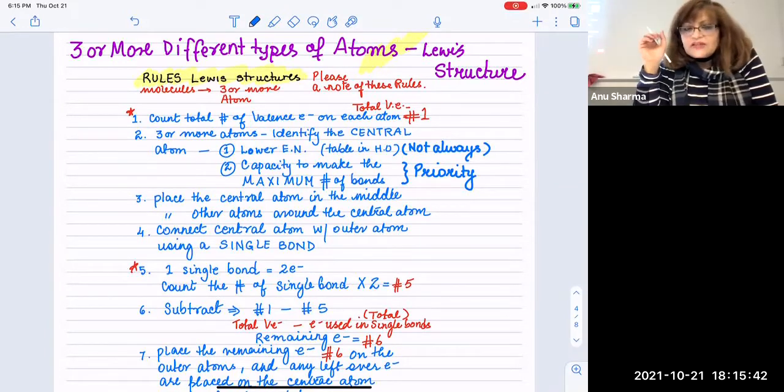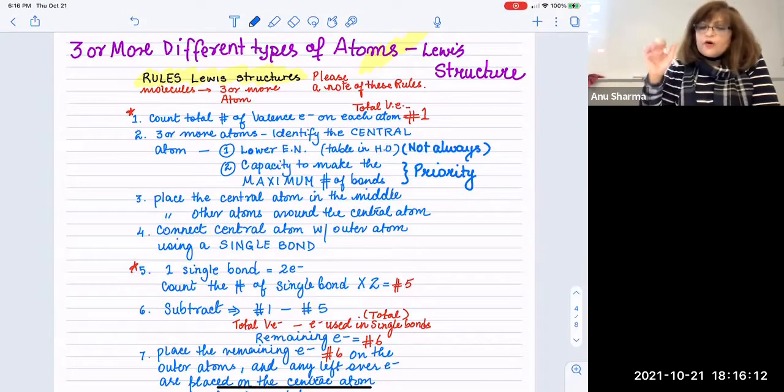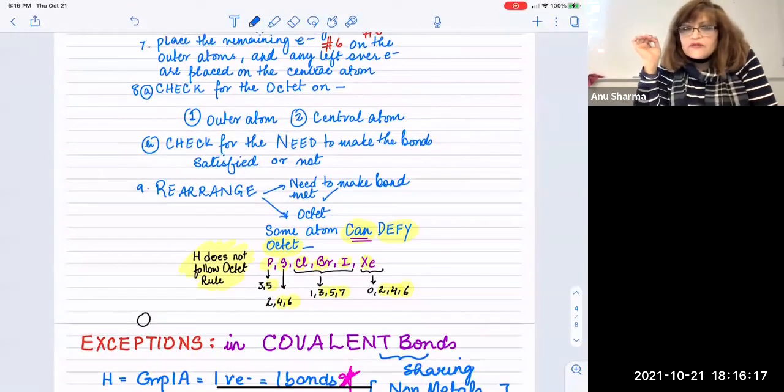Next, you place the central atom in the middle, combine the other atoms on the outside of the central atom, and connect the central atom with the outer atoms using single bonds. Remember that every single bond uses 2 electrons, so you count how many single bonds you made times 2. Next, how many electrons are left now? You take all the electrons used in making the single bonds and subtract that from the total number of valence electrons. Any leftover electrons are placed on the central atom.